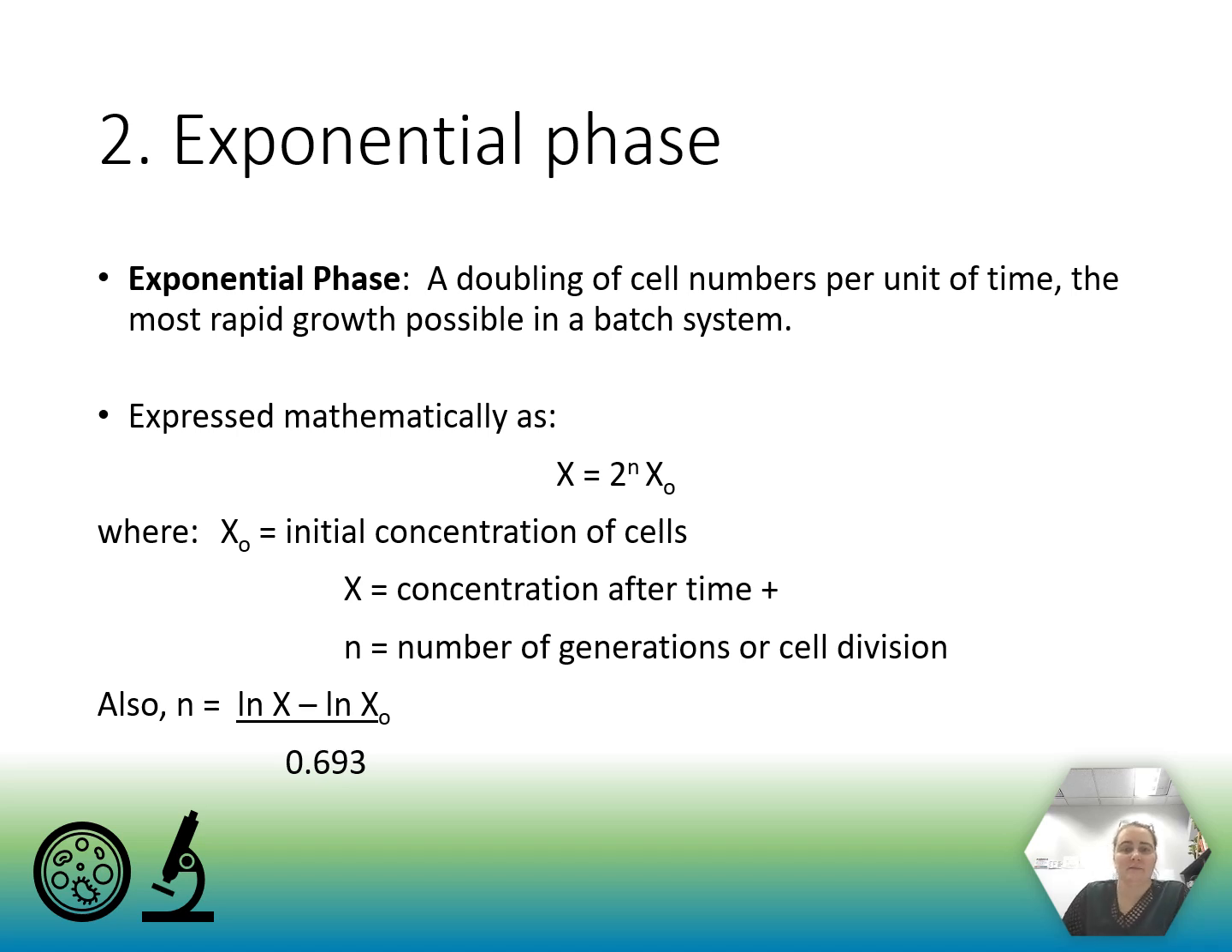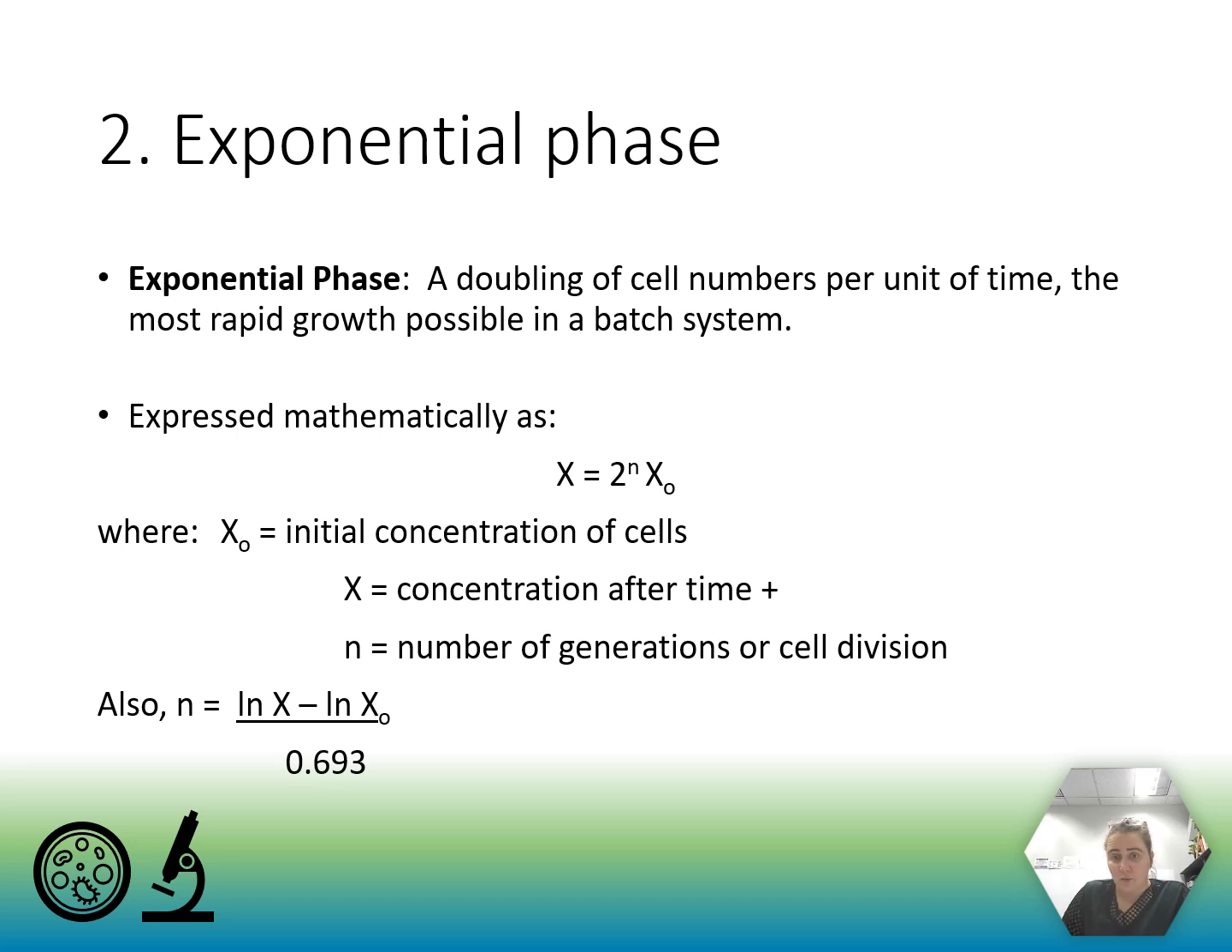In exponential phase, we express this mathematically by saying that x, which is the concentration after a given time, is equal to 2 to the nth times x sub 0. So x sub 0 is the initial concentration of cells, and n is the number of generations or cell divisions that have occurred. So we can also rewrite this in terms of n to figure out the number of generations. This equation right here at the very bottom is just rearranging the equation up top, so that 0.693 comes from taking the natural log of 2 to move things around.